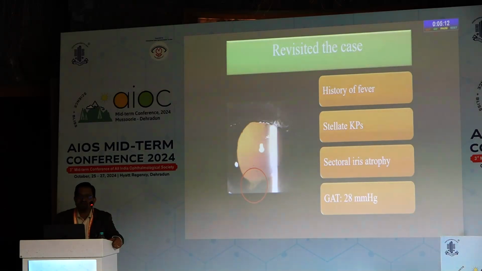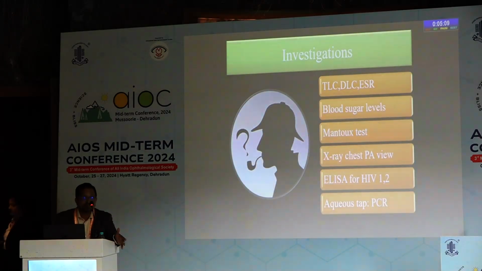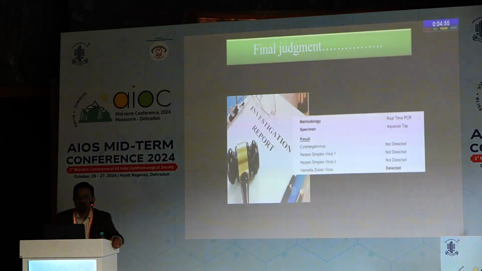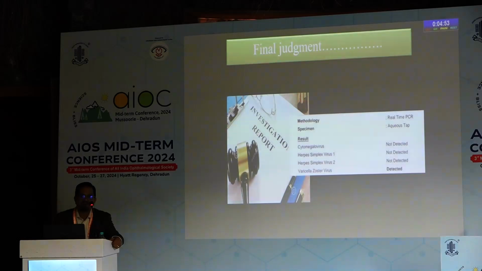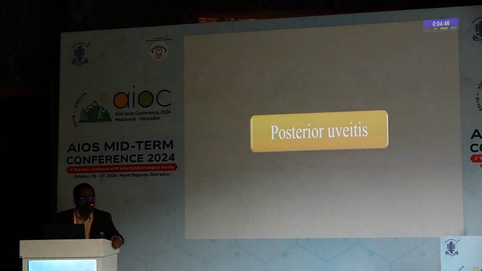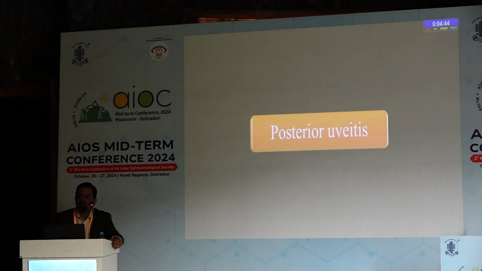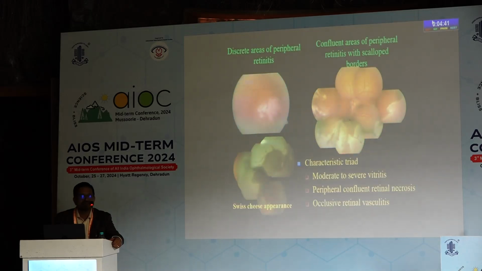So how will we investigate these patients? We investigated this patient, we did a simple AC tap to prove that we were right. On AC tap, we found this was a case of varicella zoster virus, which was detected on the PCR of aqueous. So these viruses don't only manifest as anterior uveitis, they can also cause posterior uveitis, particularly the group of the Herpesviridae family.